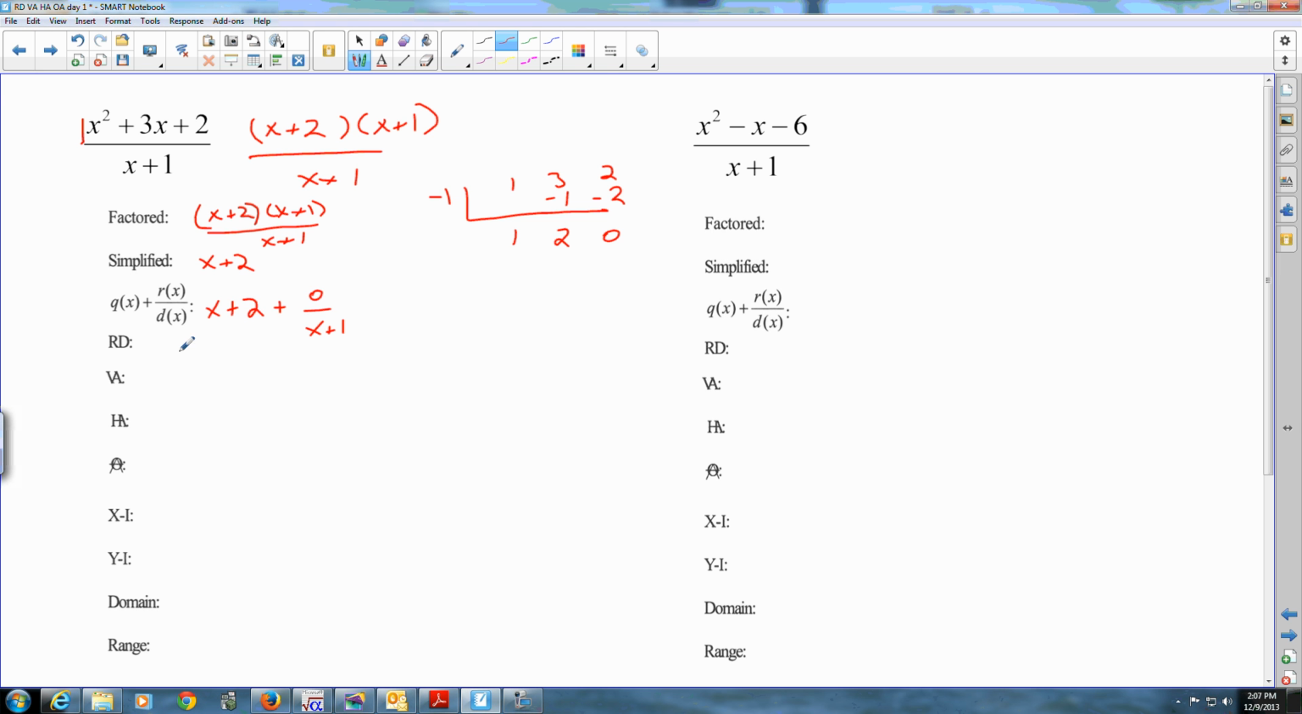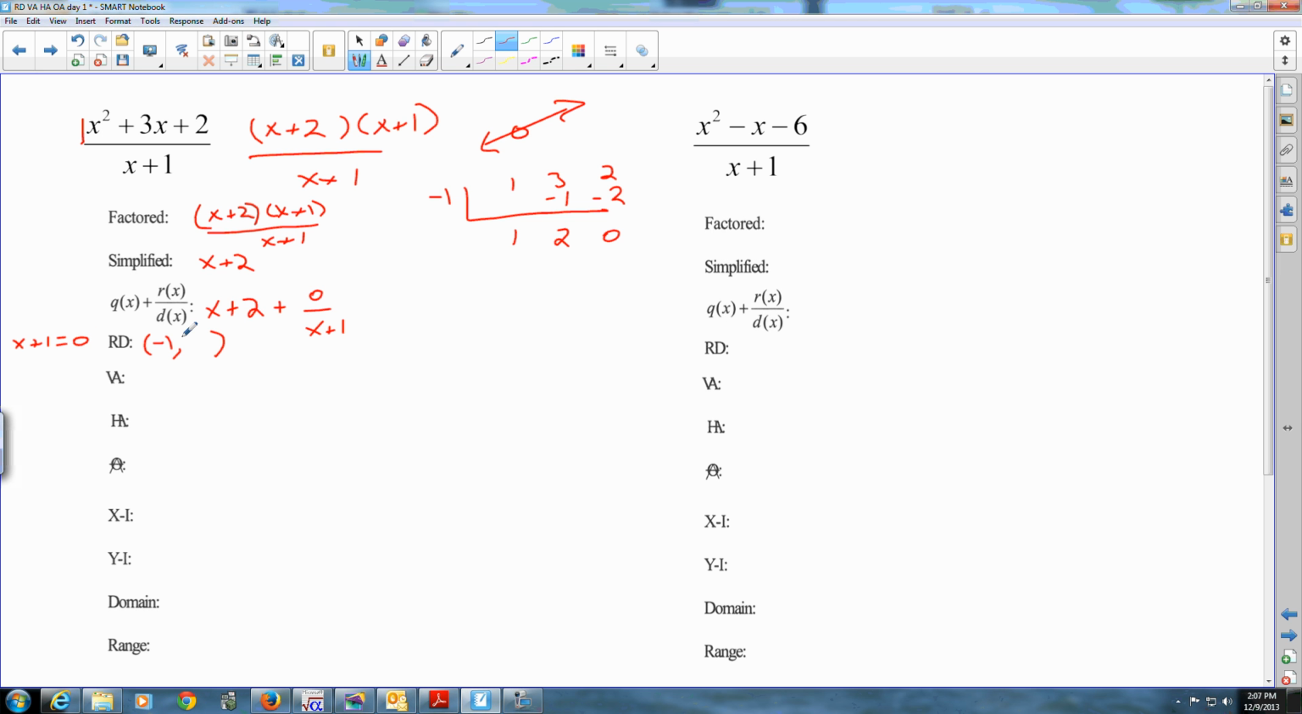Okay? Now, yes, you have a removable discontinuity. A removable discontinuity is a coordinate. It's a place on the graph where there's a hole. I want to know, where is that hole? Well, you set what canceled equal to 0 and solve it. So -1 is the x value of your hole.